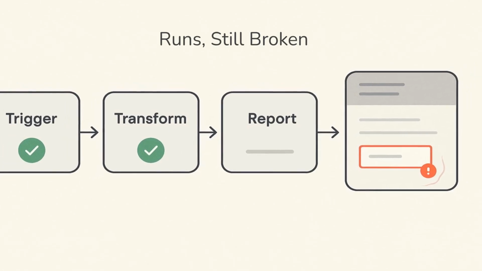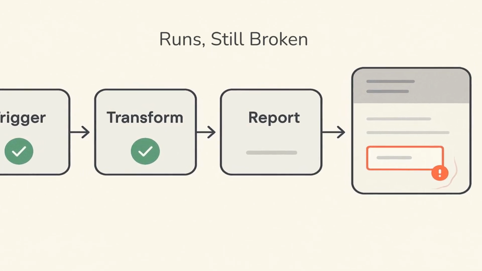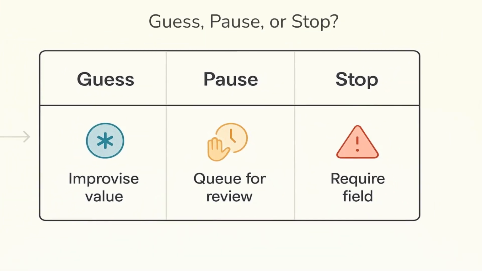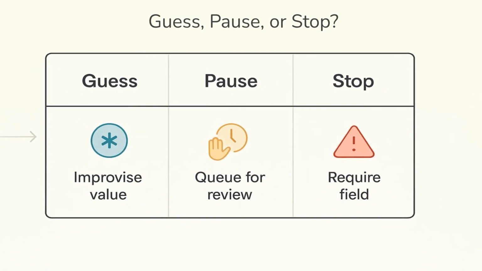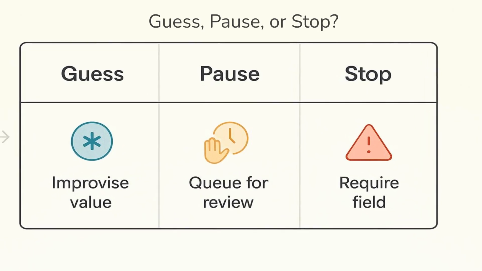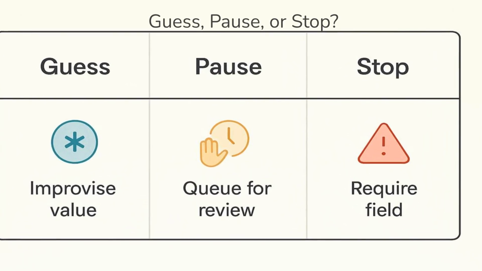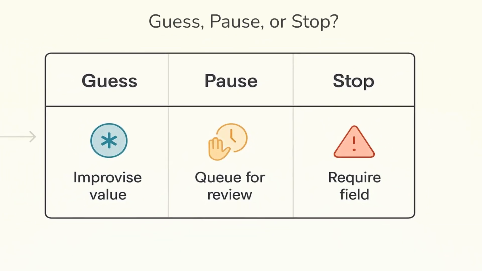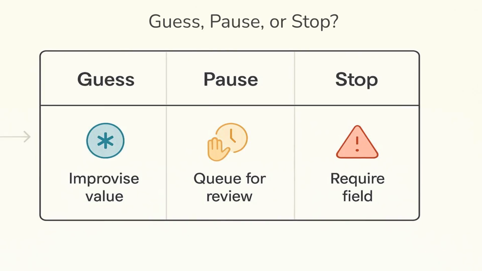We need to decide what the system should do when a field is missing. If a record is missing a field, do you want the automation to guess, pause, or stop? This decision defines the reliability. It determines if the workflow can improvise or needs a clear handoff. Keep this in mind as we look at real examples.